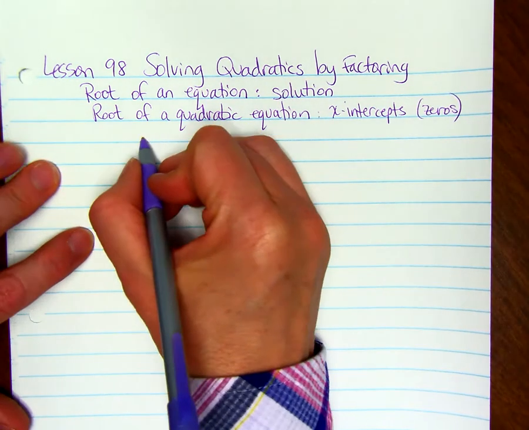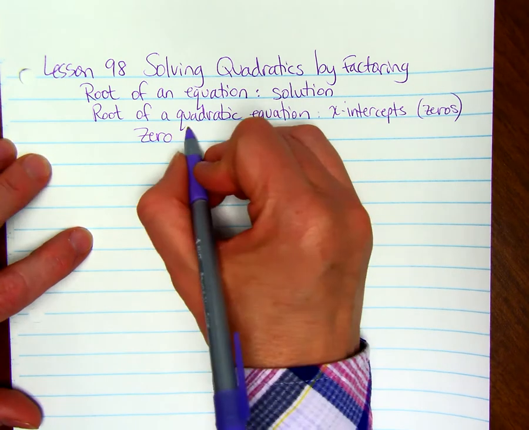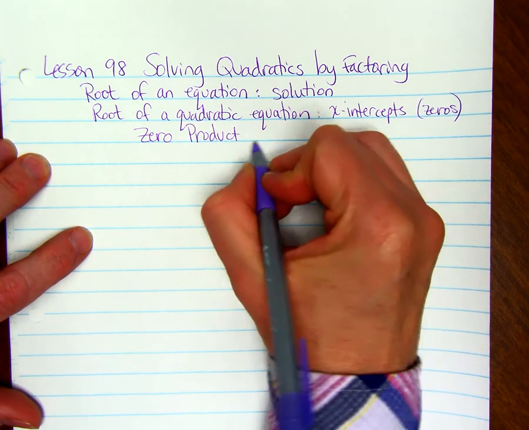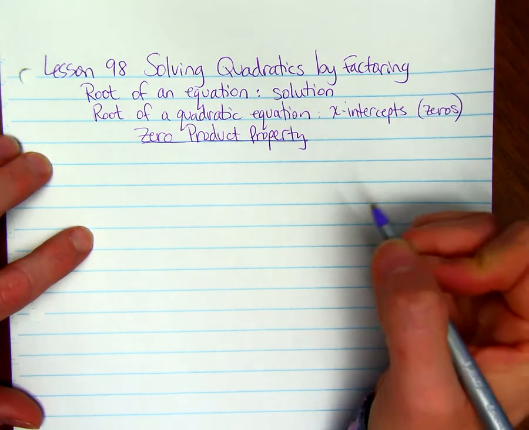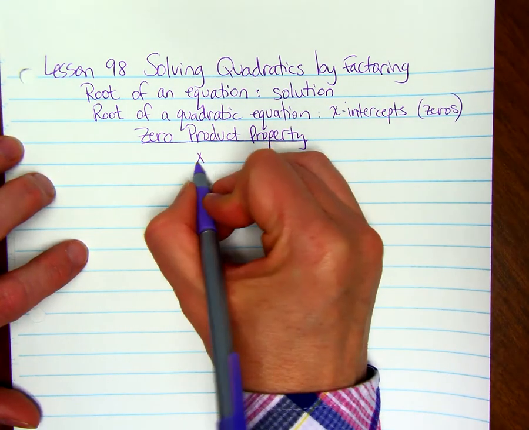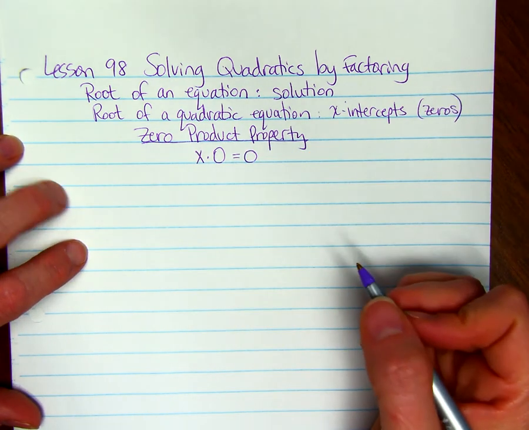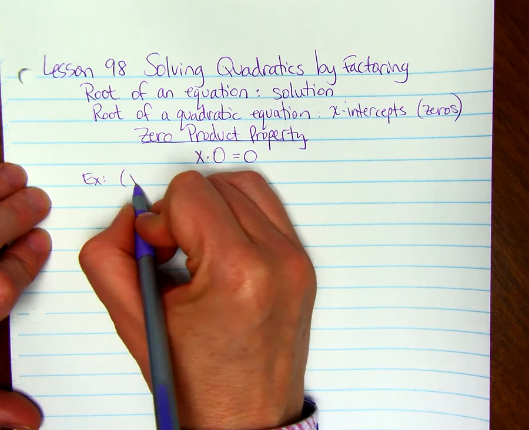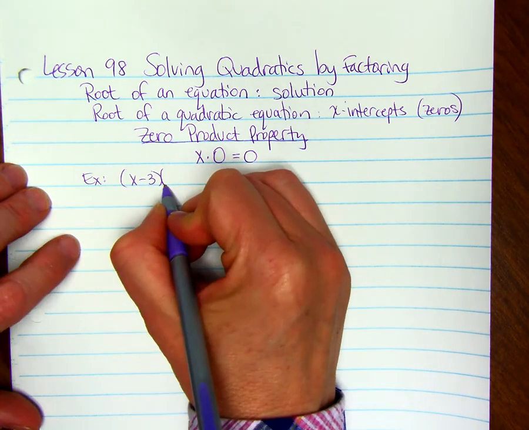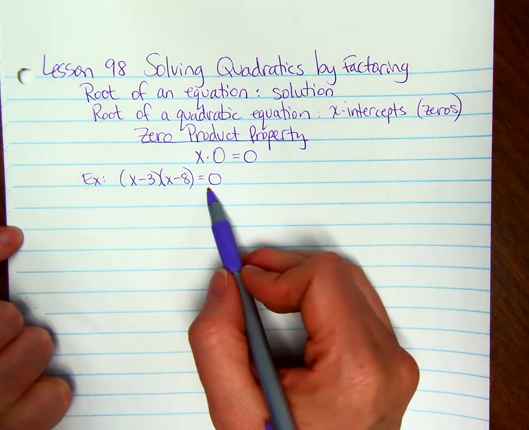Now we have a property that we're going to add to our list of properties. It's called the zero product property. That just says any number times 0 is going to equal 0. So if we had two factors, x minus 3 times x minus 8 was equal to 0, we knew it was equal to 0.